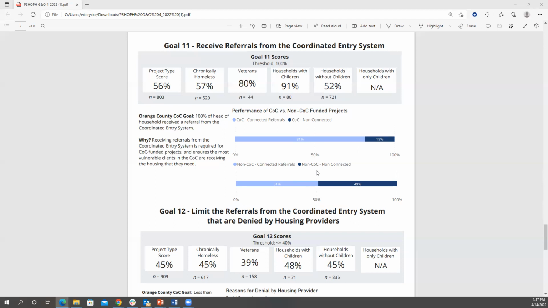And then for non-COC funded projects, only about half of them are receiving referrals from the coordinated entry system. Ideally, this would also be 100%, but we're still working with the agencies to increase these percentages. But right now, only about half of the enrollments coming in are from coordinated entry.